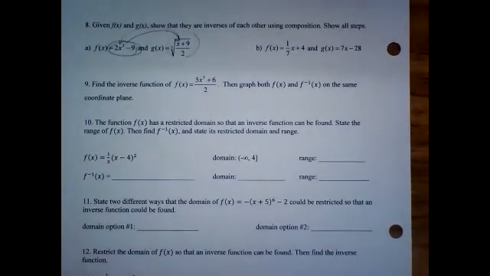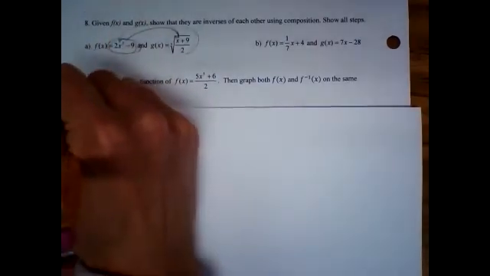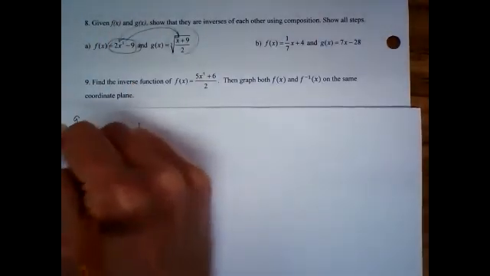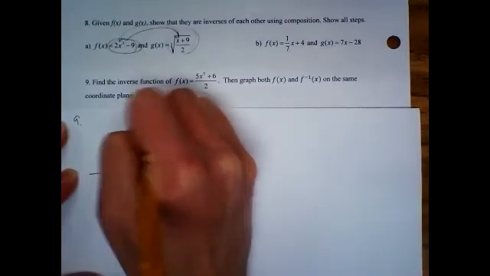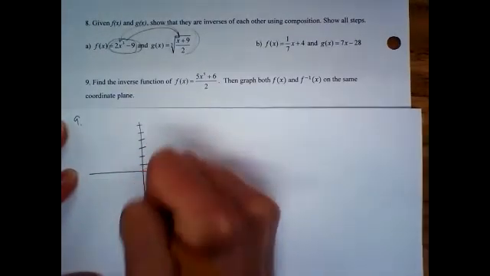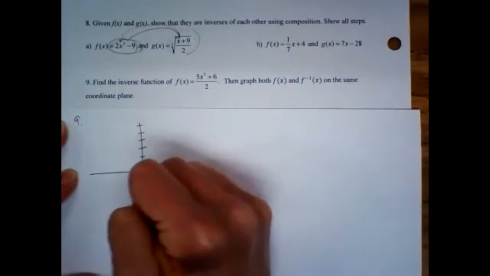All right, we'll do 9 and then I'll give you guys a little break. All right, so number 9, find the inverse and then graph both the functions on the same coordinate plane. I think it's best to do the graph first, so that is what I'm going to do. No, there will be a grid on your test.